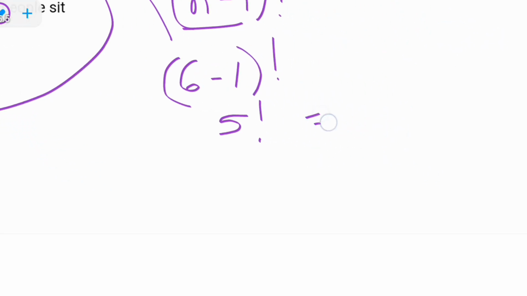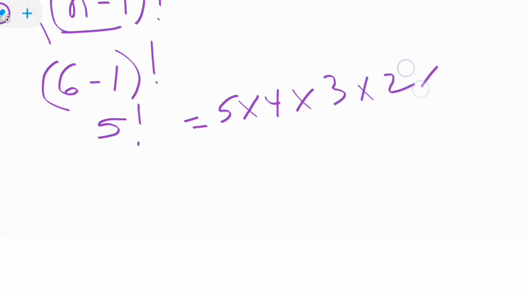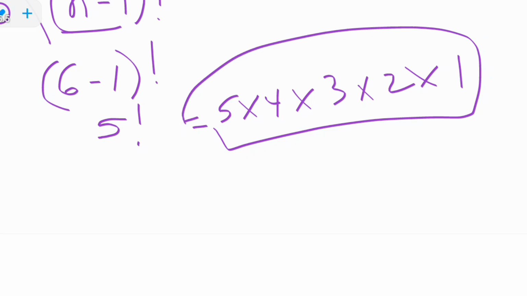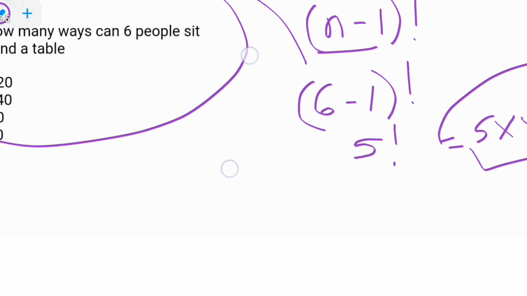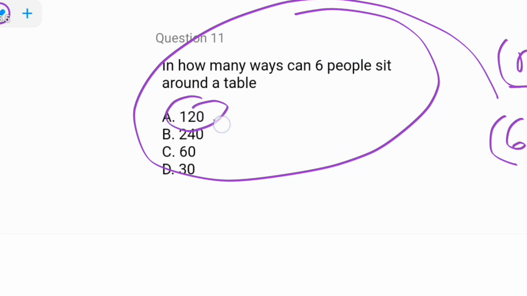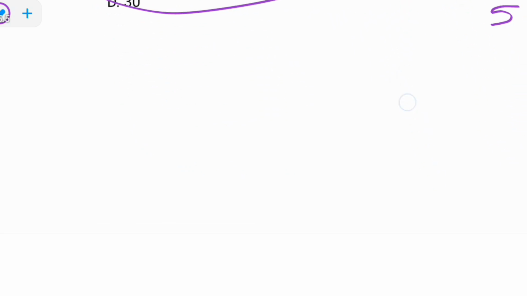5 factorial is 5 times 4 times 3 times 2 times 1. So you multiply everything like this, you're going to get 120. So there are 120 different ways for them to sit down. So come here, pick 120. Alright, so let's go to the next one.